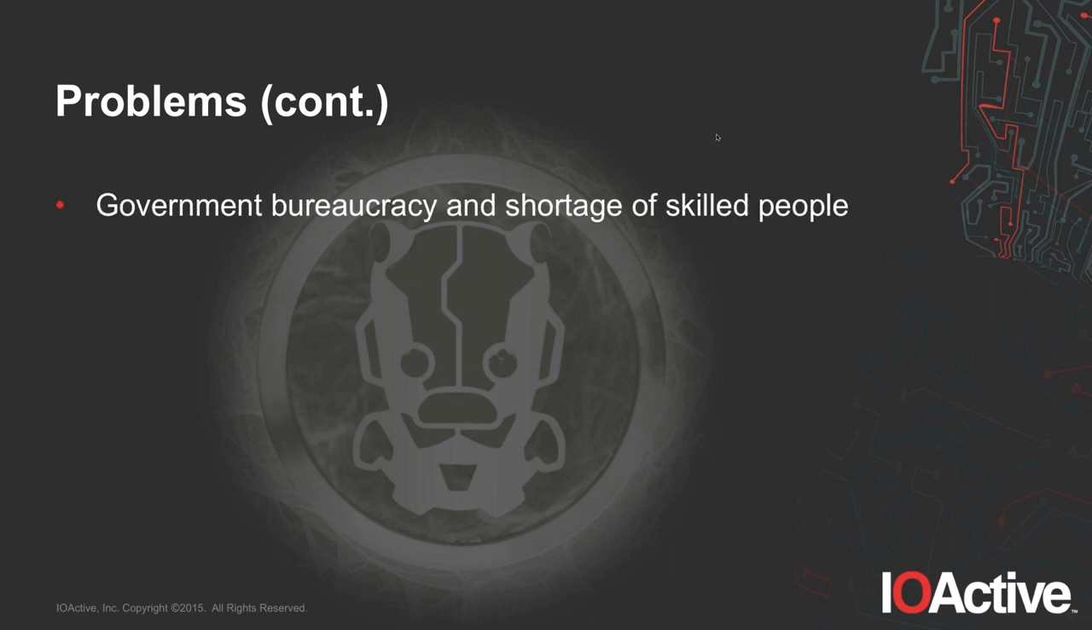So continuing with the different problems, one thing that is very easy to see is that because of government bureaucracy and at the same time the shortage of skilled people, I mean, in government there are a lot of skilled people, but there aren't enough people. So if you add this to the bureaucracy, you have a really bad and slow movement when dealing with security issues. And when you have to deal with security, you can't be slow. I mean, you have to act fast.